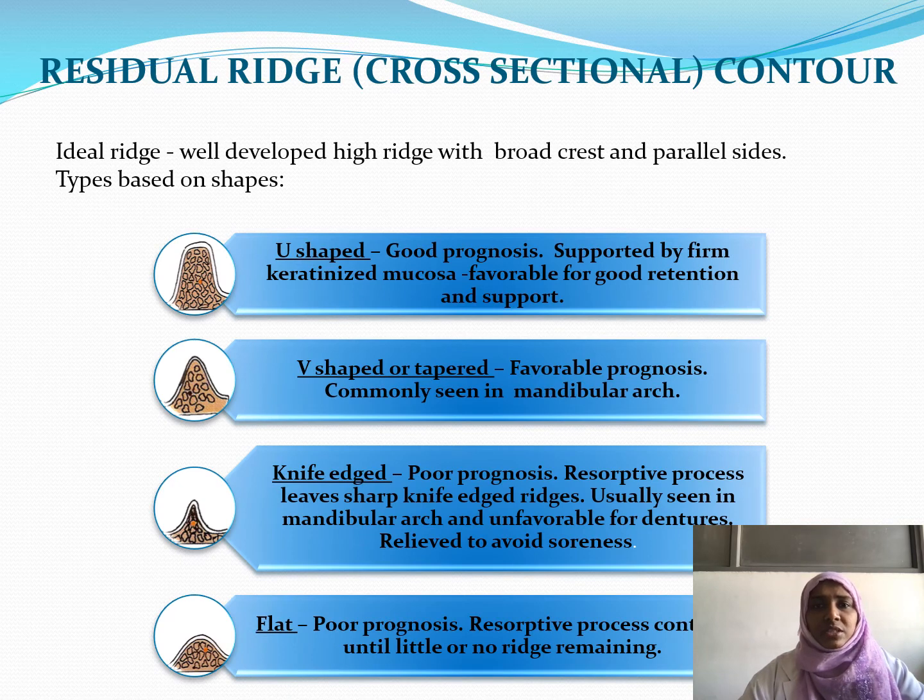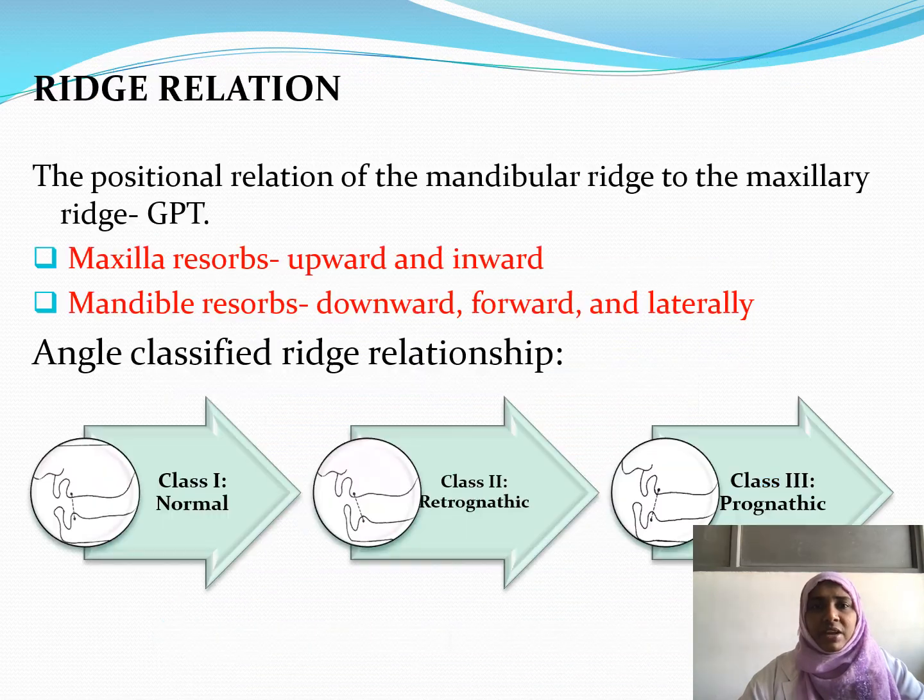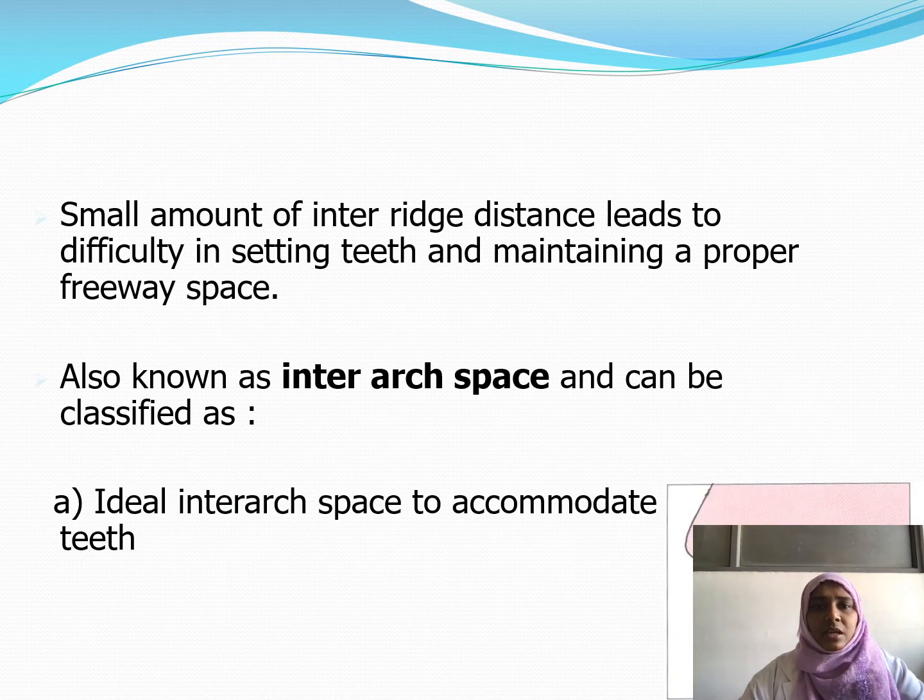And coming to the cross section of this residual ridge contour, it may be U shaped, V shaped, knife edge, flat. And coming to the ridge relation, Angle classified ridge relation into class 1 normal, class 2 retrognathic, class 3 prognathic. And a small amount of inter-ridge distance leads to difficulty in setting teeth and maintaining a proper freeway space.